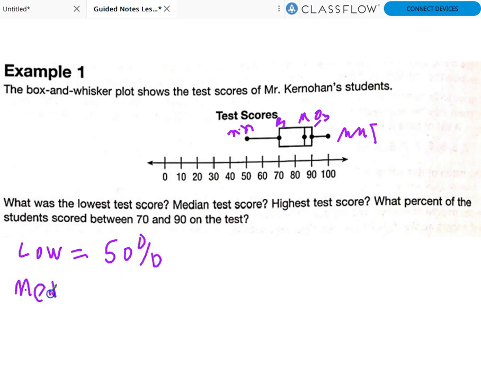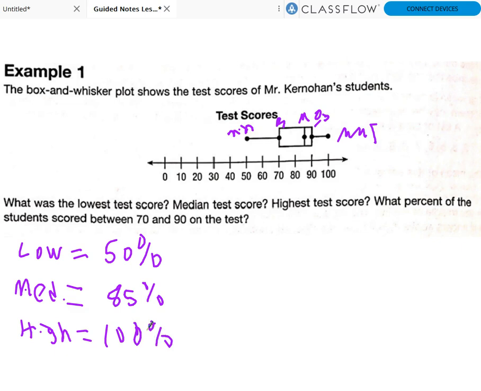Our median is the middle of our box, which is right here. So we'll say that's somewhere between 80 and 90. So I'm just going to say that is an 85%. It's somewhere around that. The maximum or the highest test score is going to be the top or the end of it, which is right here, which is 100%.